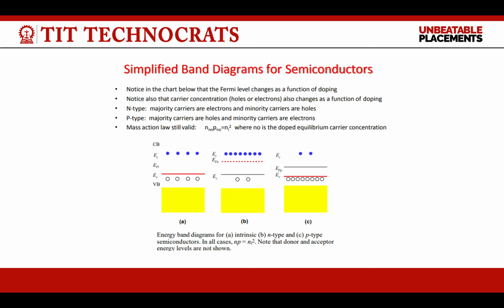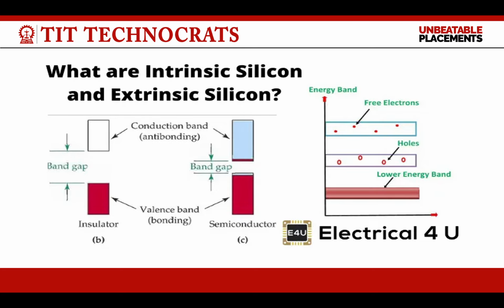Now the simplified band diagram of semiconductor. The first one is intrinsic, the second one is n-type, and the third one is p-type semiconductor. With the help of this, we can use the previously defined mass action law, that is n times p is equal to ni square, where donor and acceptor energy levels are shown. These are the diagrams of intrinsic silicon and extrinsic silicon.